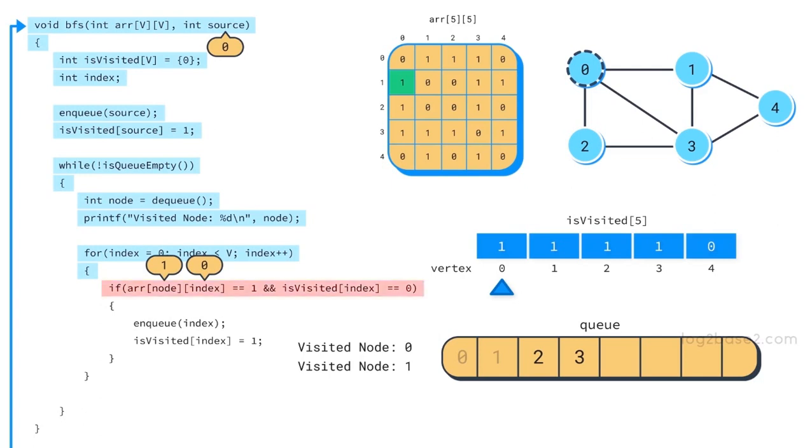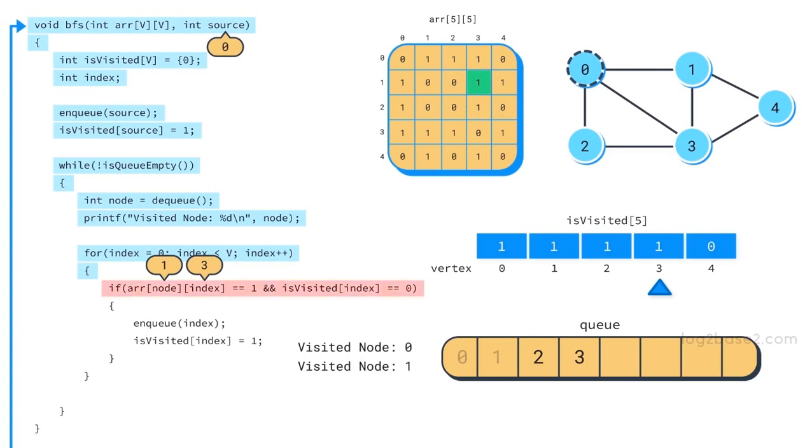So if fails, and in the next iteration index equal to 1 and ARR of 1, 1 equal to 0. So if fails again, and in the next iteration index equal to 2 and ARR of 1, 2 equal to 0. So if fails, and in the next iteration index equal to 3 and ARR of 1, 3 equal to 1 but isVisited of 3 is already 1, not 0.